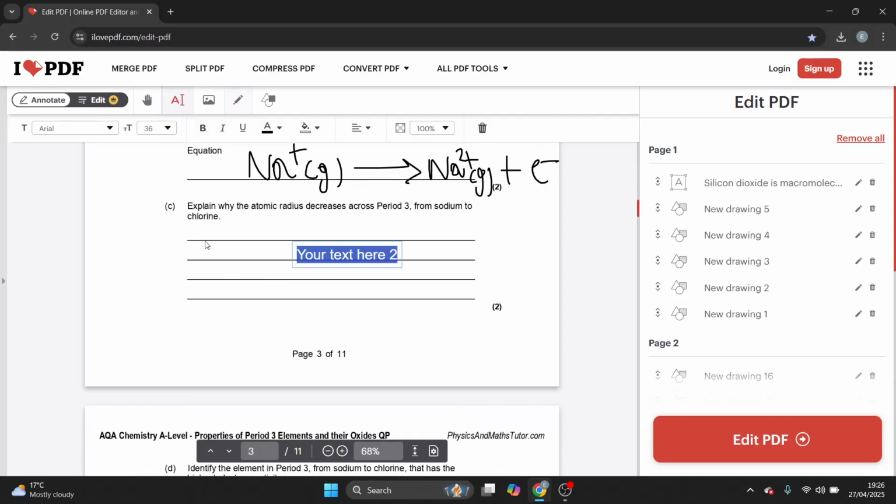Atomic radius decreases across period 3 from sodium to chlorine. The number of protons increases, so nuclear charge increases, and shielding is similar because electrons are being added to the same shell.